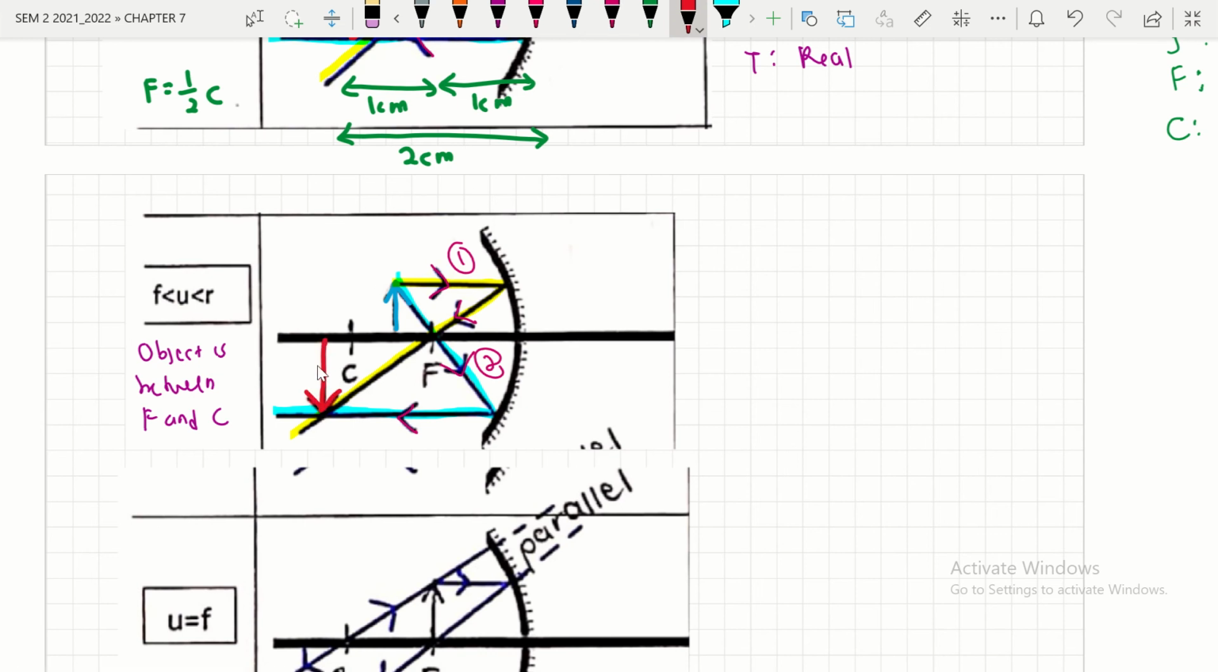So, bila awak dah tahu image dia dekat sini, tulis dulu benda ni. Sangat penting untuk Miss. Review. So, maksudnya depan mirror dia real and inverted. Belakang mirror dia adalah virtual and upright. So, pakai balik konsep loss.